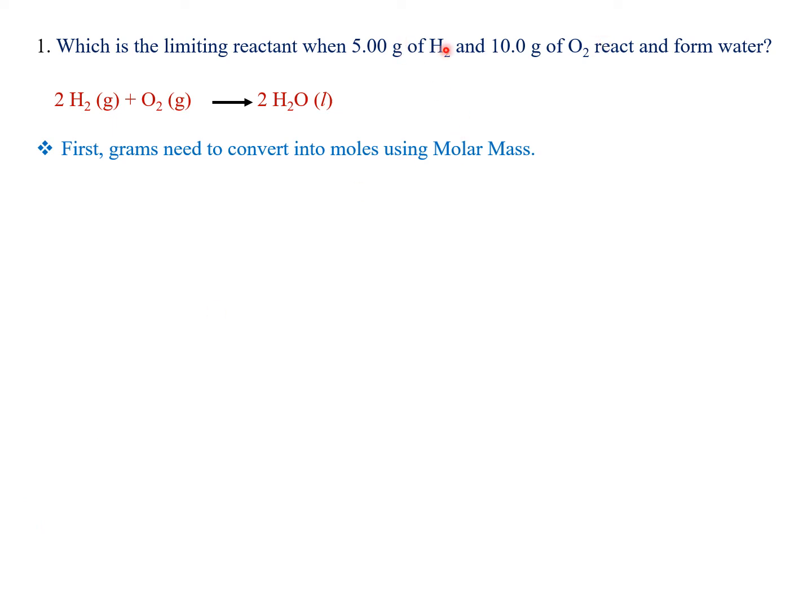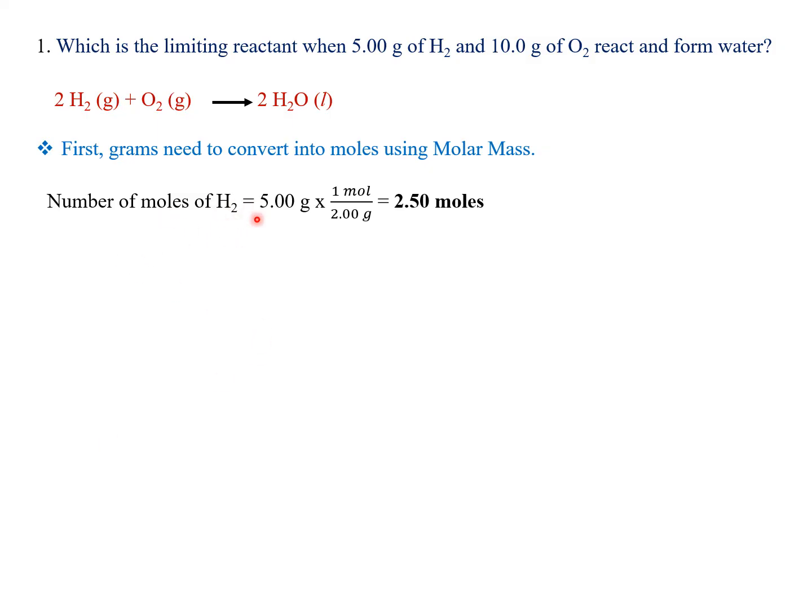Now we have gram quantities given in the question, but we need to convert grams into moles. Why do we need to convert grams into moles? The reason is that chemical reactions we need to read in moles. This is 2 moles reacting with 1 mole of oxygen. So let's convert grams into moles first.